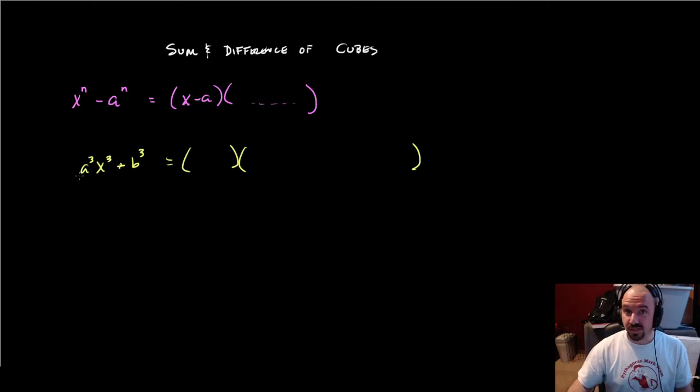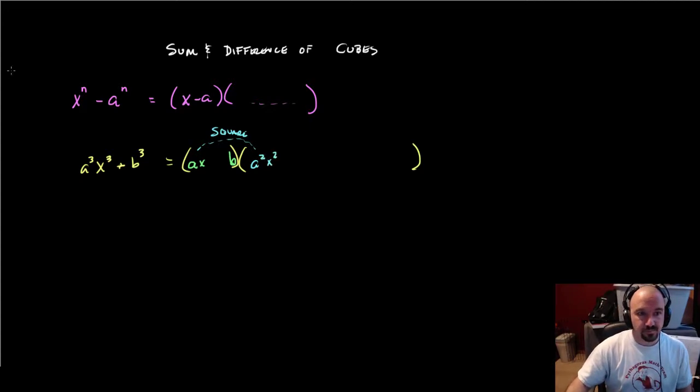What did you cube to get the first term? That was a and x. What did you cube to get the second term? B. Everything else from here is built off of this binomial. So if I build it, I square the front to get the front. This is a squared x squared. I square the back to get the back. So that's b squared.